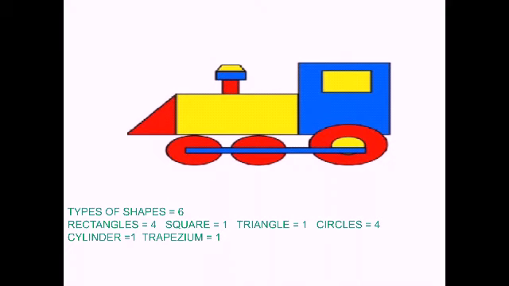Then triangle. The front of the yellow rectangular engine is the only triangle. Then circles: 3 wheels are circles, and in the yellow portion there is one more circle. Inside that red circle, there is one more yellow circle. So there are 4 circles. Cylinder: the whistle of the toy train is cylindrical, and the top portion of the whistle is a trapezium. So these are the shapes present in this diagram. Clear?